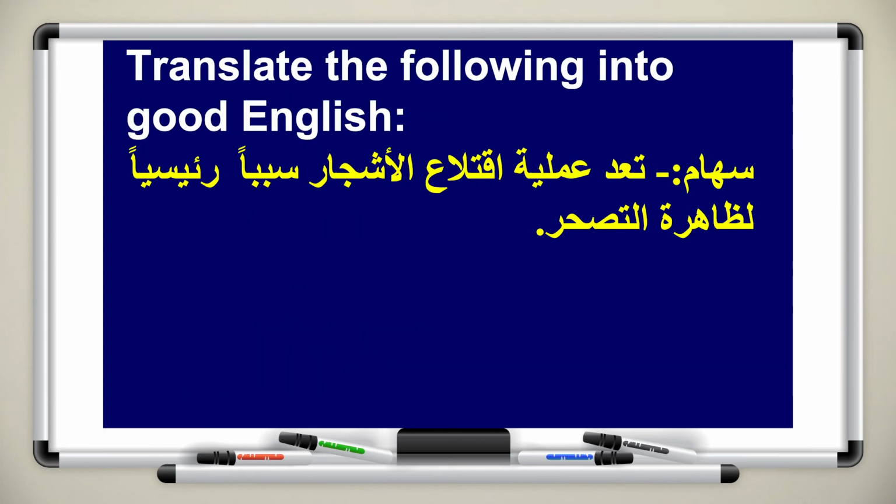Now, sentence number 1. سهام. تعد عملية اقتلاع الأشجار سبباً رئيسياً لظاهرة التصحر. Here we have two terms that you probably know by now. اقتلاع الأشجار, التصحر. Now, you have to understand the sentence. You can read it more than once if you would like that. And then translate what you understood. And try to use the terms that you learned recently.